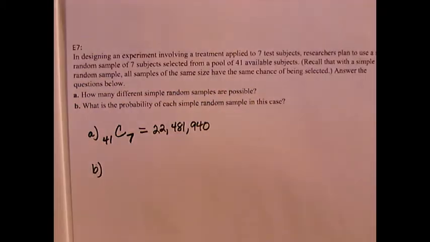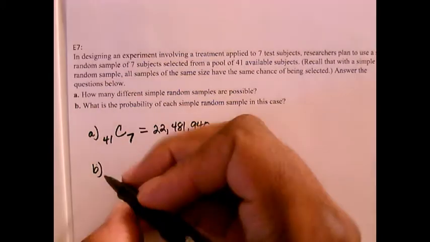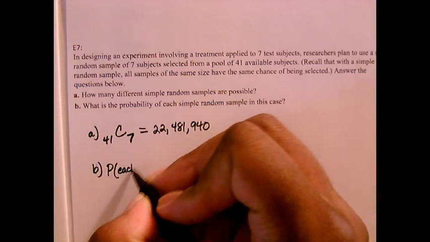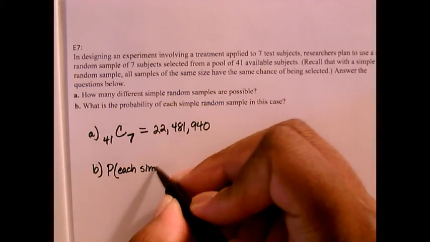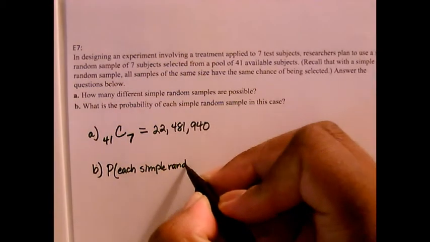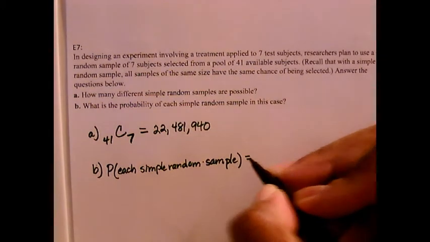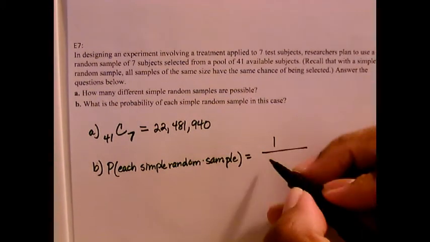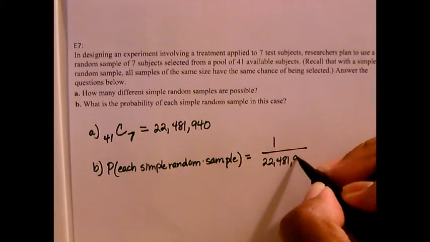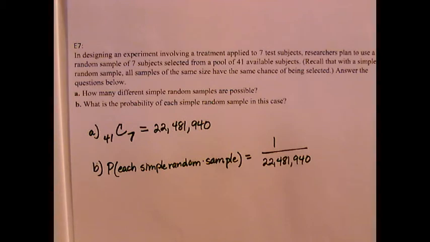Part B is this. What is the probability of each simple random sample in this case? Well, each one has an equal opportunity of being selected, so for each simple random sample, its probability is simply going to be 1 over 22,481,940. Now you could use that combinations rule if you want to and see that it'll end up being 22,481,940.